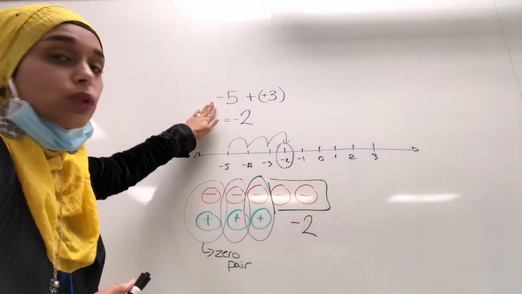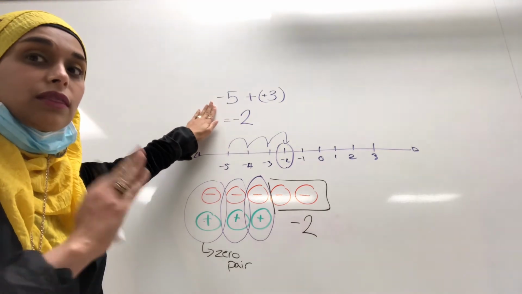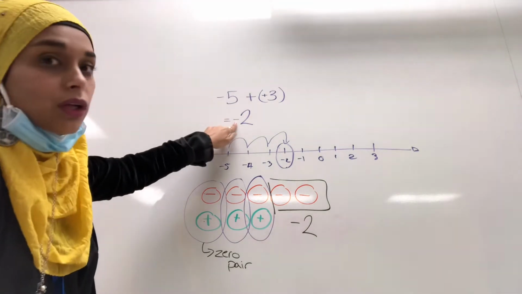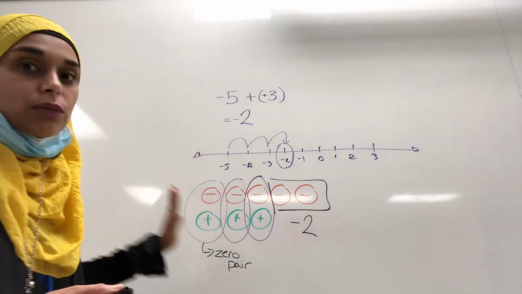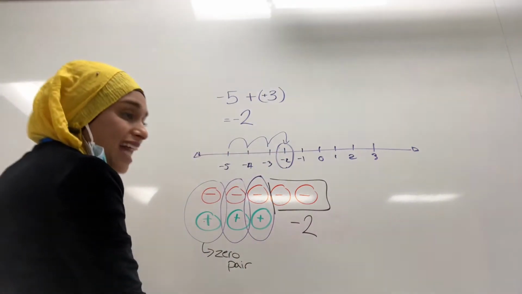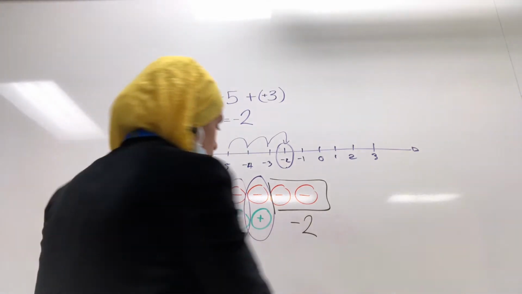Okay, so now we've done the adding of integers when the signs are different. And again, the rule is when the signs are different, find the difference, keep the sign of the larger number. We did it on a number line, we got the same answer. We did it with chips and we got the same answer. So this was adding with integers and the rules that apply.